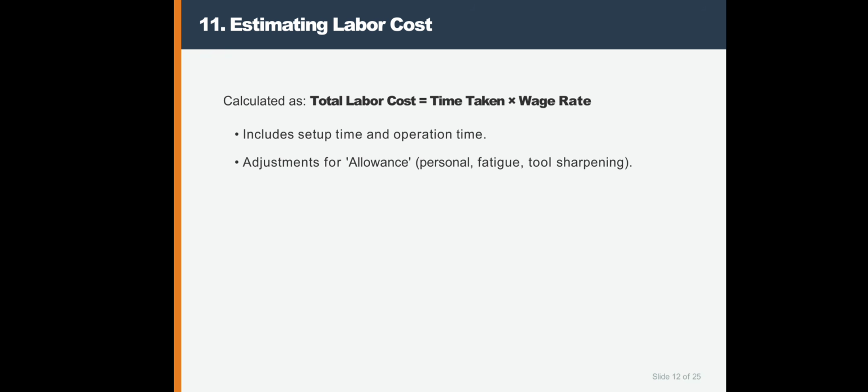Estimating labor cost can be calculated as: total labor cost is equal to time taken into wage rate. This includes setup time and operation time, and adjustments for allowance, that means personnel, fatigue, and tool sharpening. These are the adjustments for allowance.